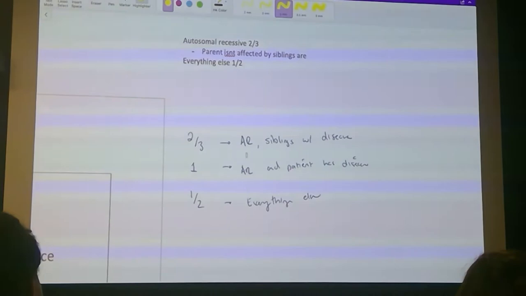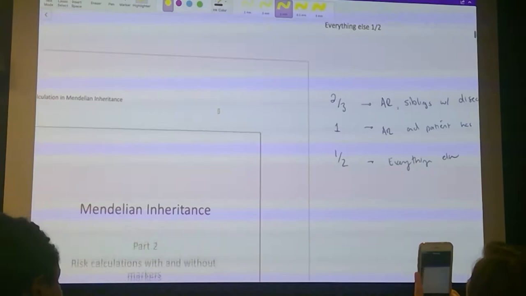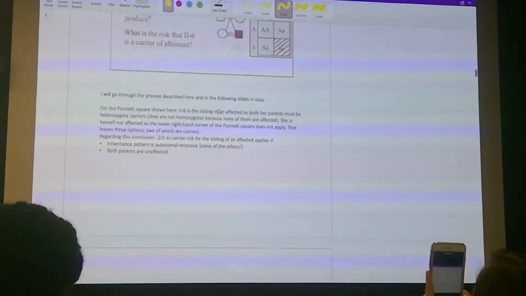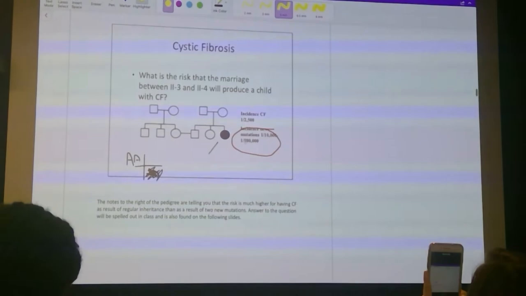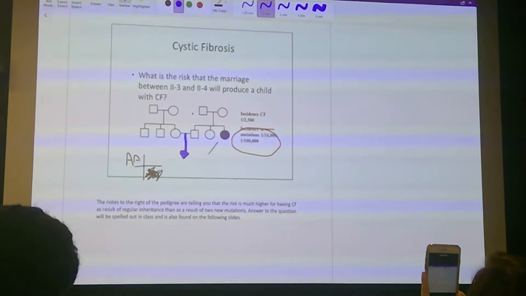And then just do the practice problems and you should start getting the hang of this. Oh, and for the recurrent risk, you only have to calculate it when you don't know one side of the family. That's the only time you use it.